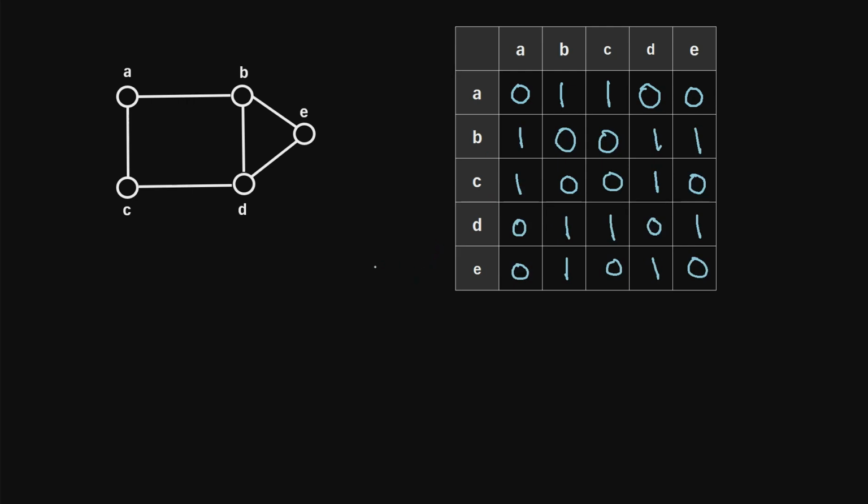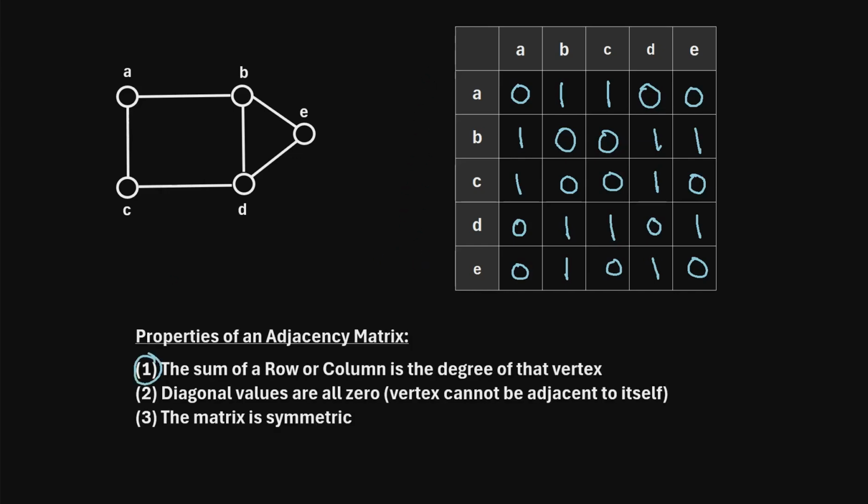Now, there are a few interesting properties about an adjacency matrix that I should mention here. The first interesting property is that the sum of a row or a column is the degree of that vertex. So for example, if we look at this first row in our adjacency matrix with vertex A, if we take the sum of all the values in this row, that turns out to be 2. And that is the degree of vertex A in our graph. Now recall that the degree is just the number of edges that are touching that vertex. So in this case, we can see that there are indeed 2 edges that are touching vertex A. So vertex A has a degree of 2.